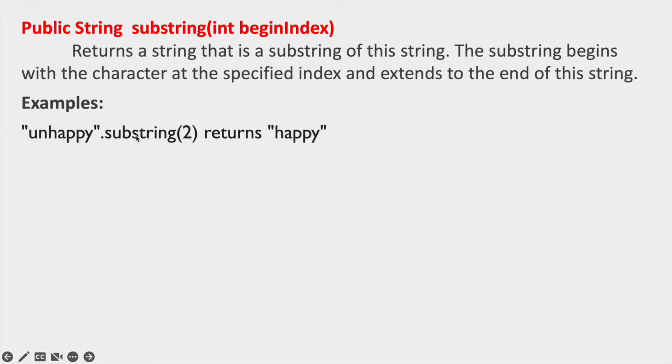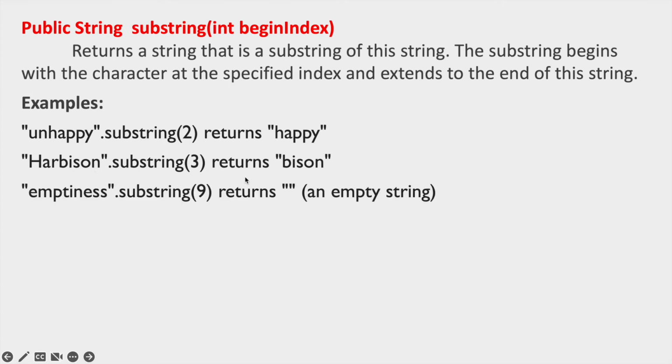From the specified index to the last character it will give. In this example with "hamburger", we are applying substring(3), so it will return from b, that is, from the fourth character onwards. For "emptiness", we are applying substring(9). Here 9 means 0 1 2 3 4 5 6 7 8, so at 9 there is no character, so it is returning empty.